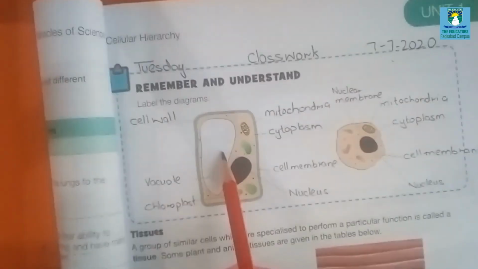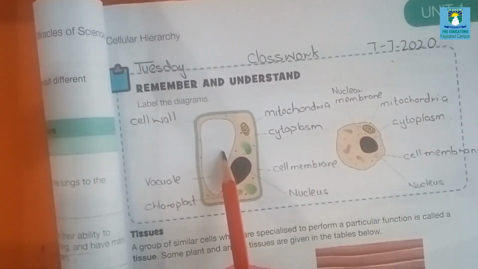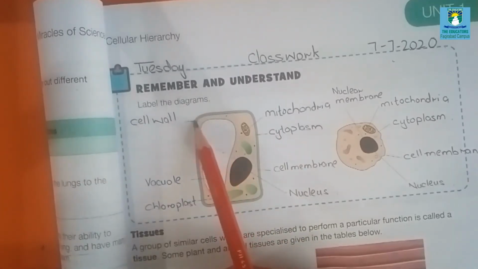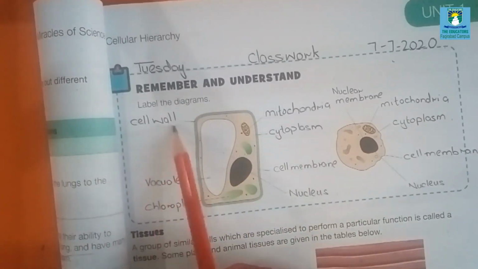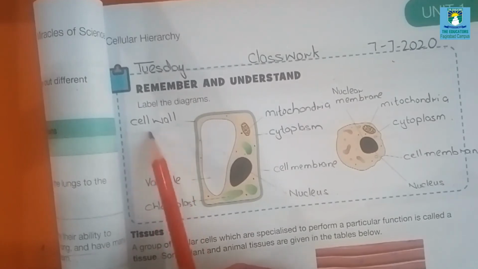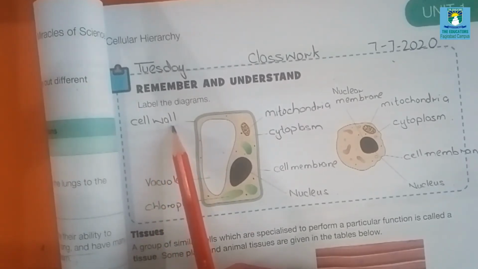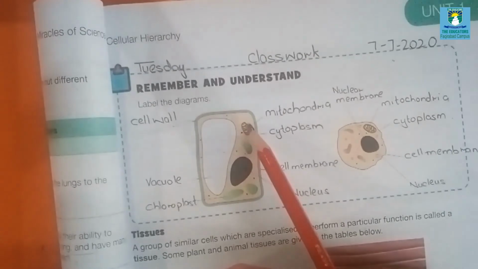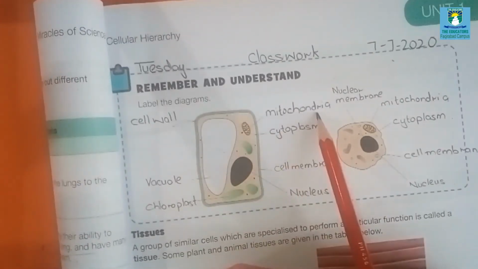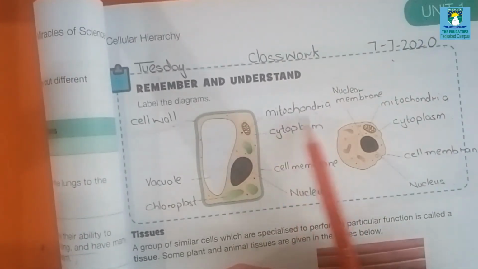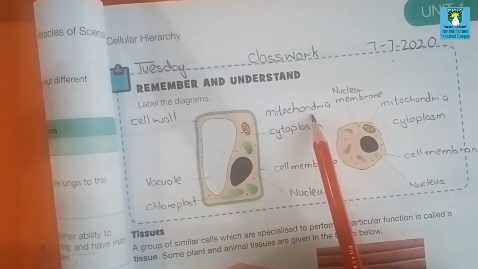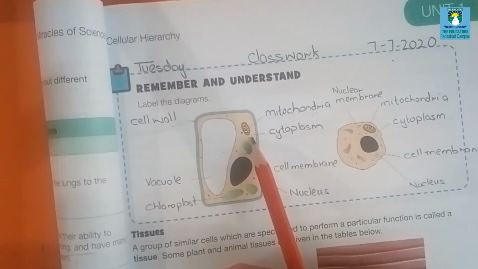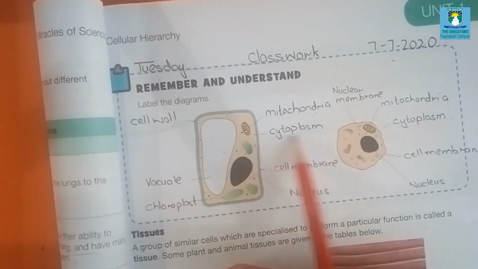Look at the first diagram. It's a diagram of plant cell. The outer layer is known as cell wall. Here write cell wall. This part is known as mitochondria. Mitochondria. The jelly substance present inside the plant cell is known as cytoplasm. Write here, cytoplasm.